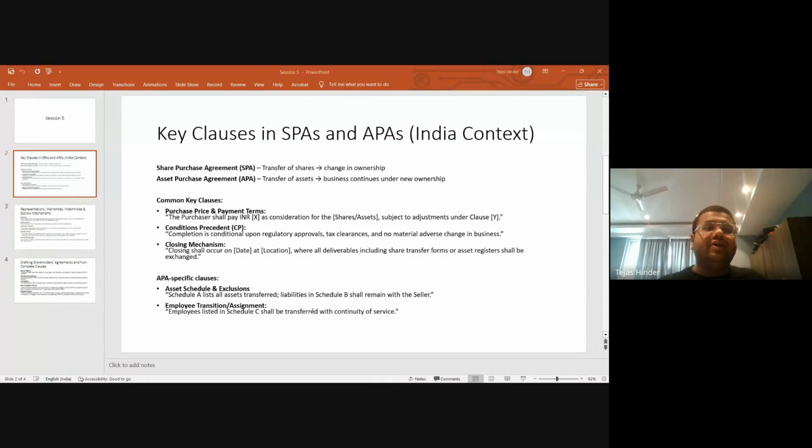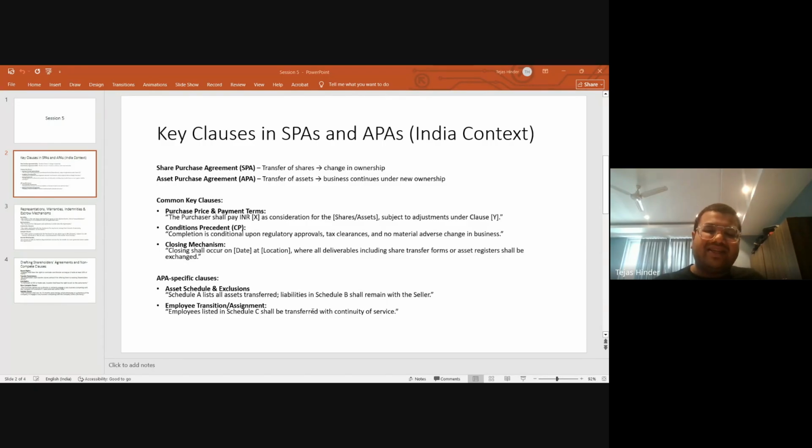You then have your covenants, which can basically be understood in two different categories. One is your pre-closing covenants, and the other is your post-closing covenants. So your pre-closing covenants will basically include things like maintaining business as usual, no new debt, etc. And your post-closing covenants will include non-compete, confidentiality, etc.